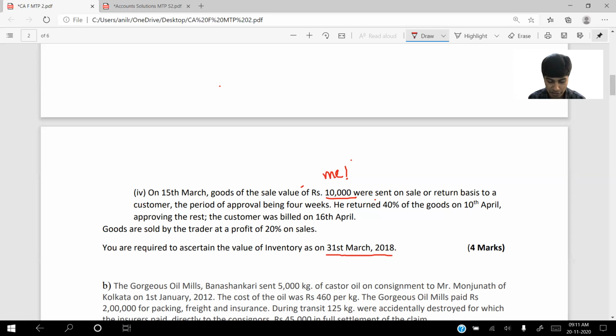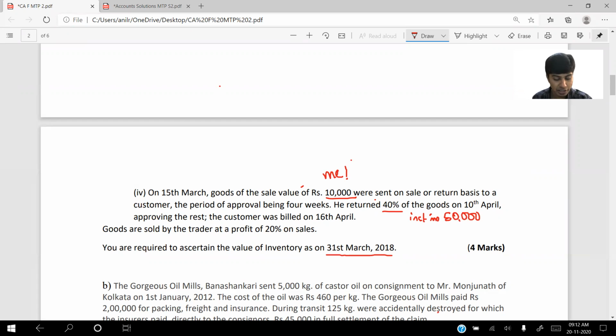Let us see what has happened further. He has returned 40% of the goods on 10th of April. When he returns that 40%, that would be part of my stock as on 15th April. So out of 10,000, 40% is included. That 50,000 whatever they gave is on 15th April. So that 50,000 includes this 40%. What about the remaining 60%? That we would have to include.